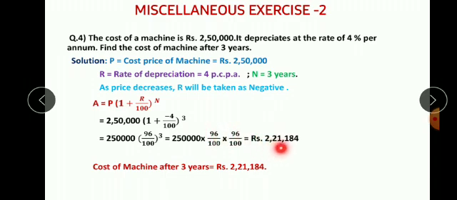Rupees 2,21,184. So this is your amount. Now the amount we have calculated is the cost of the machine after 3 years. So children, we will write down the final value, that is the final answer. Cost of the machine after 3 years is equal to rupees 2,21,184. With this question we have finished chapter 14, isn't it?